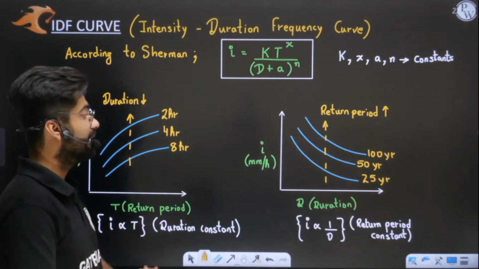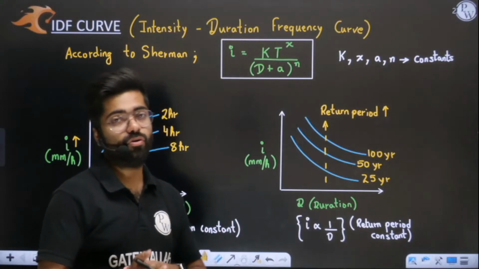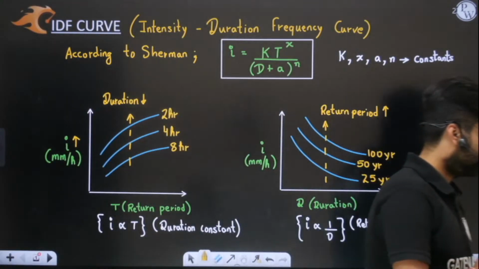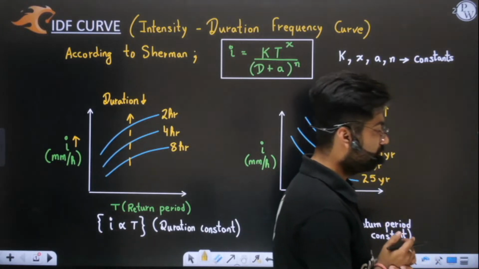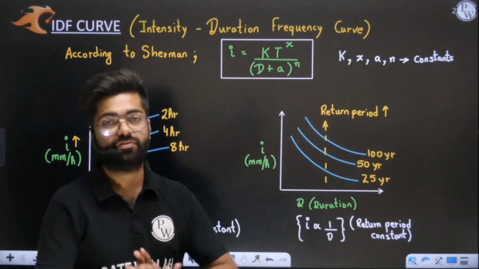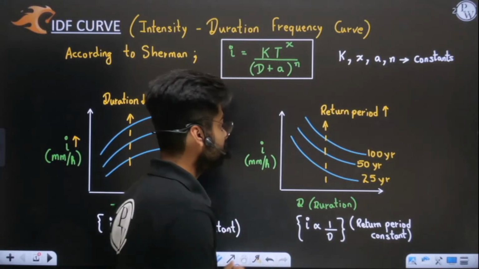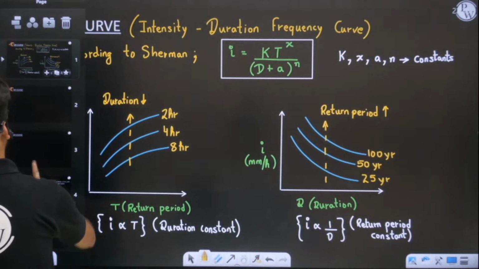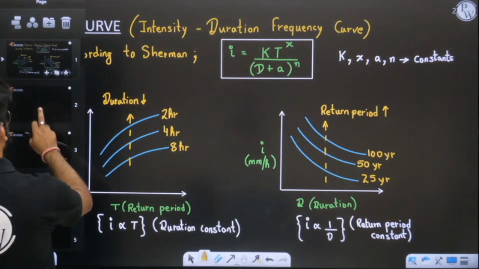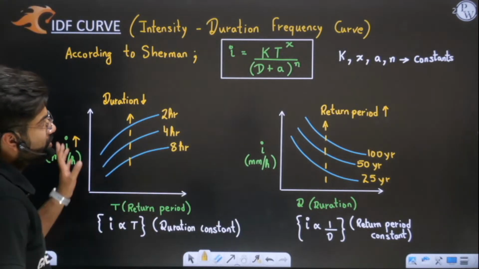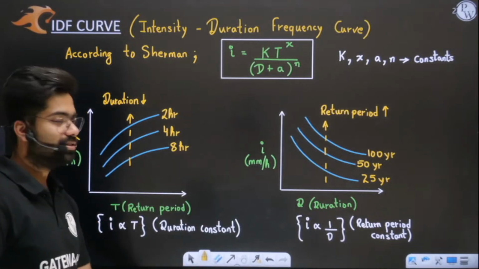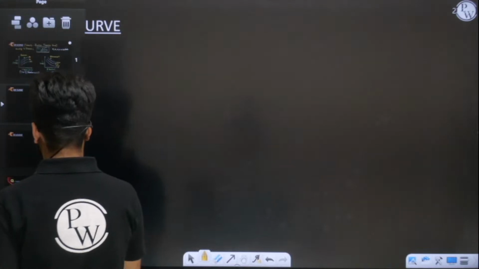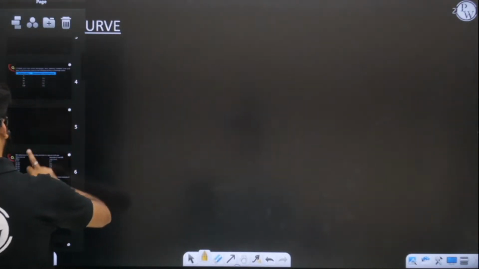I hope whenever you see this kind of graphs, you will not get confused. So these are IDF curves, but how to draw it? That I want to make you understand. Listen very carefully. If you want to understand intensity, duration, frequency curve beautifully, I will explain it with the help of a beautiful example. I hope this is very clear. Is there any confusion regarding this? You can ask.